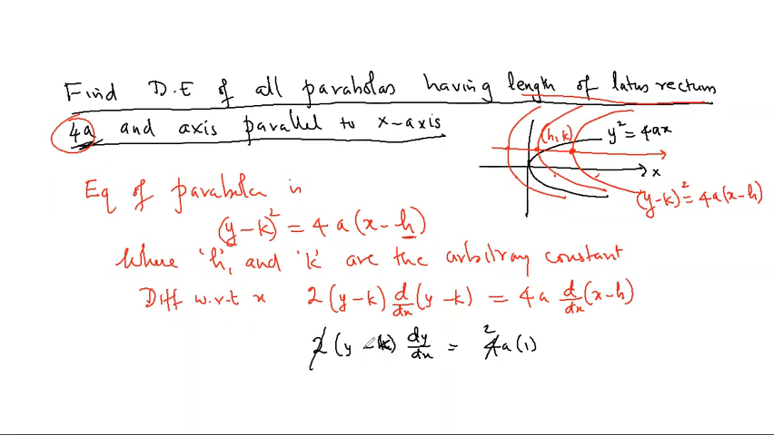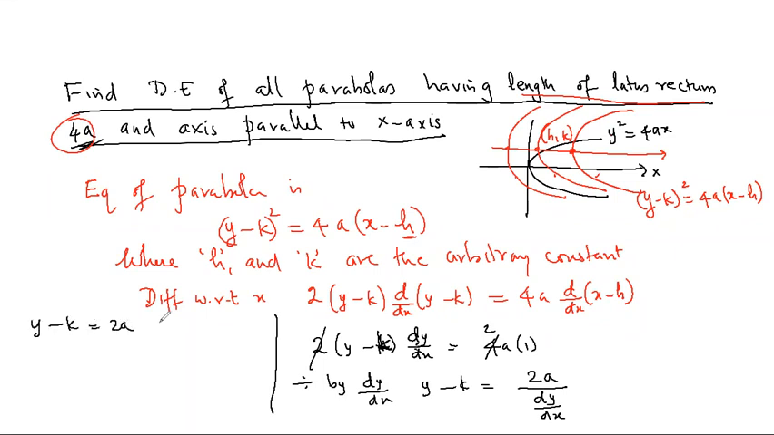Now y minus k, k is the arbitrary constant, so we need to eliminate k. But what is the coefficient of k here? dy by dx. So divide by dy by dx. So y minus k is 2a upon dy by dx. What can you write in the next step? You can write y minus k is 2a into dy by dx raised to minus 1. Now differentiate with respect to x, and you'll get your answer.